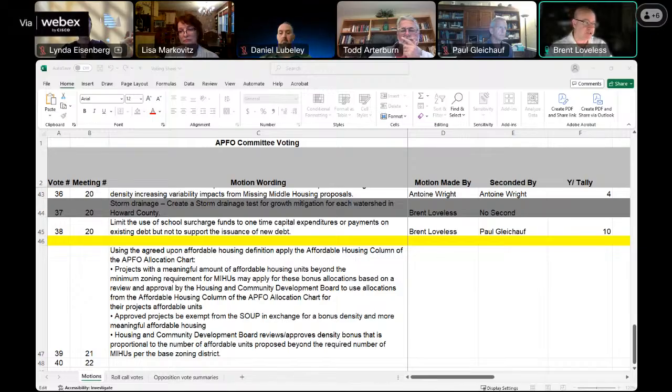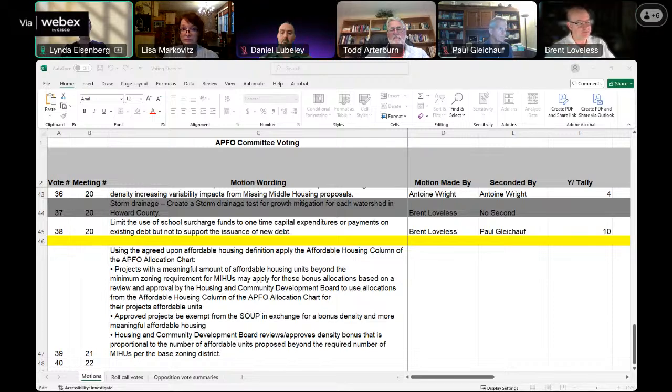And let's reverse this again. We're in the Adequate Public Facilities Ordinance Committee. So we've got to make sure we have adequate public facilities to support whatever we're approving here. So how are we making sure we have adequate public facilities to support these changes?